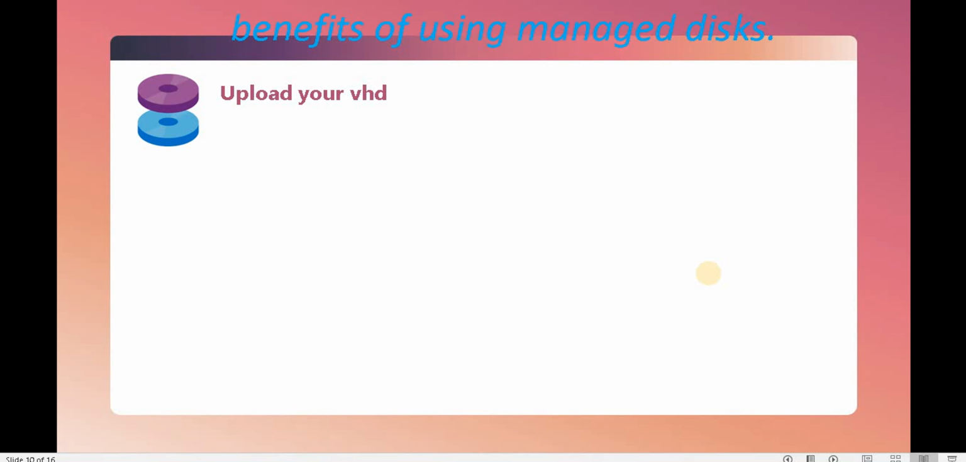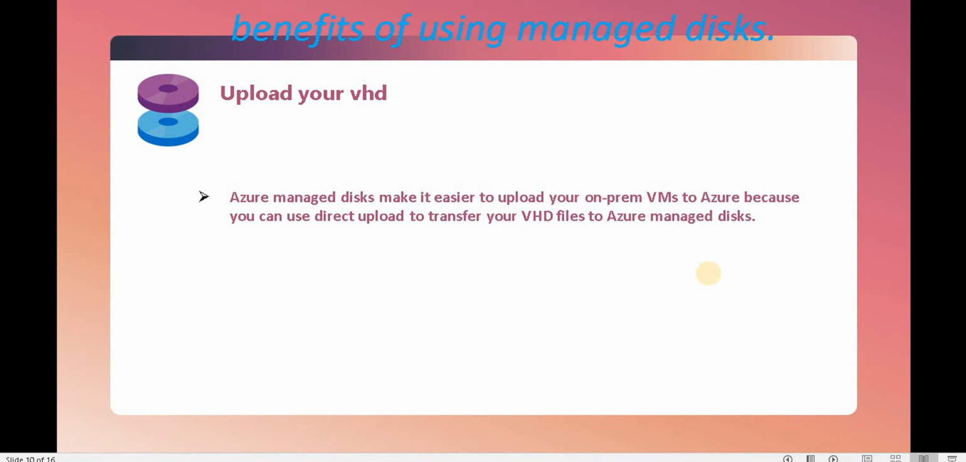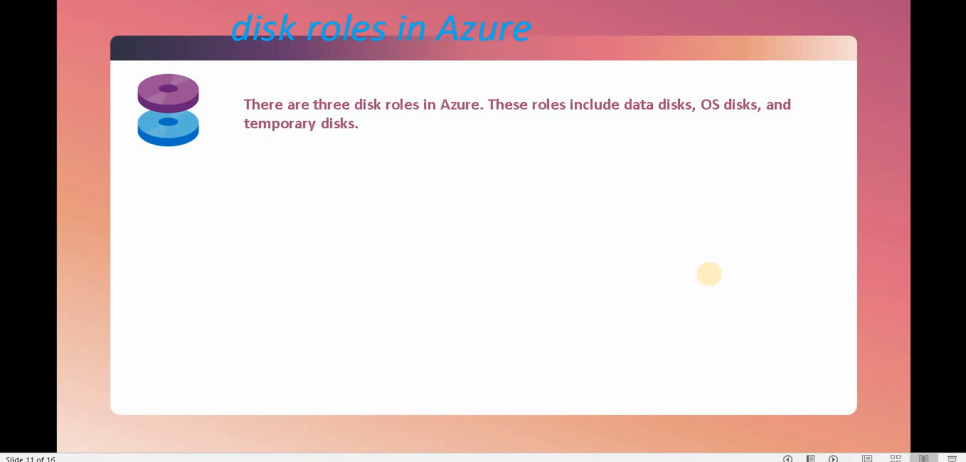Now next is uploading your VHD. Azure managed disks make it easier to upload your on-prem VMs to Azure, because you can use direct upload to transfer your VHD file to an Azure managed disk. You can use direct upload to upload VHDs up to 32 terabytes in size.